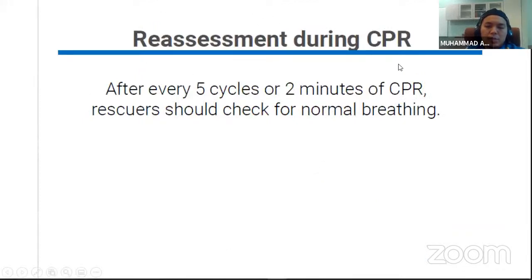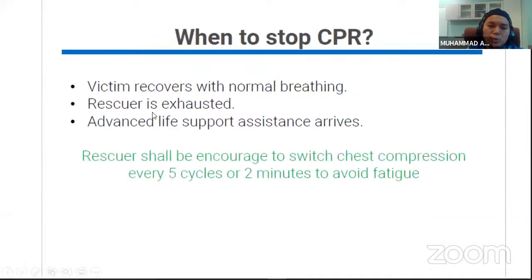Okay, so assessment, bila nak assess, when are you going to reassess patient? It is actually after every 5 cycle of 30 compression and 2 rescue breath, 5 cycle benda tu, or 2 minutes of CPR. Okay, then check, kita kena check sama ada dia ada bernafas lagi ke tak, ada pulse ke tak. Alright, when to stop, if victim recover with normal breathing, okay, dia dah bangun dah, dia sedar, dia bernafas yang biasa, you stop.